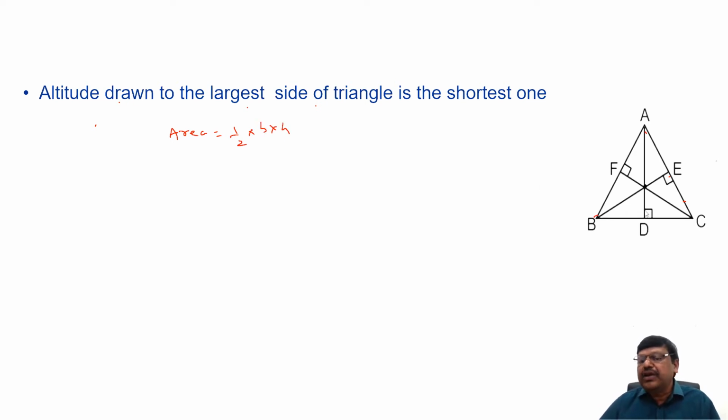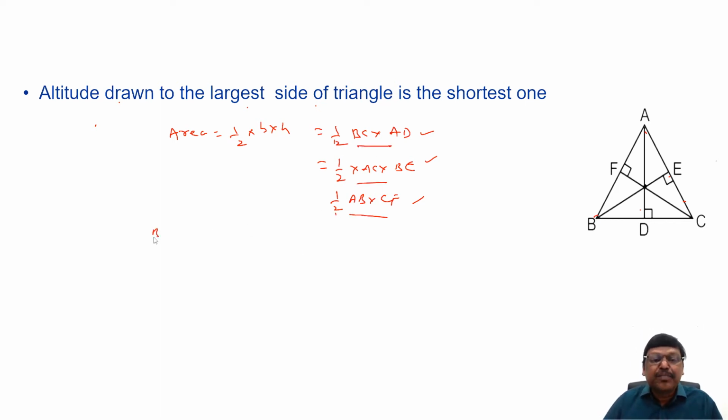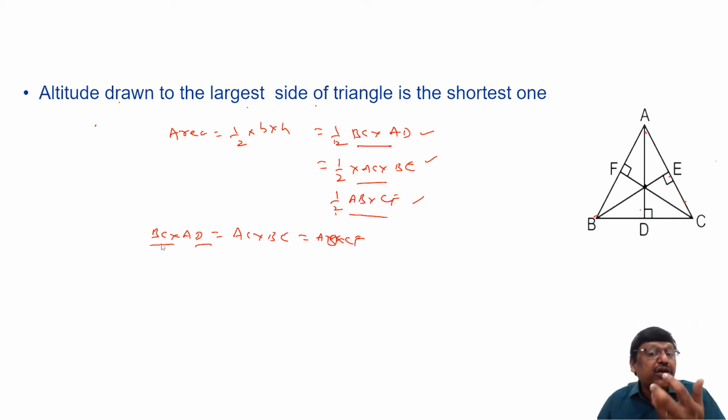Now, if you look at this, I can say area is half base BC into AD. Similarly, we can also say half AC into the height BE, or half AB into CF. All these three give the area of the triangle, so can I equate them? Half is common, so if you equate all three, we can say BC into AD, AC into BE, AB into CF, the product is constant. The product of the side and its corresponding height is constant. When the product of two variables is constant, they are in inverse variation, right? So here the product is constant, which means they vary inversely.